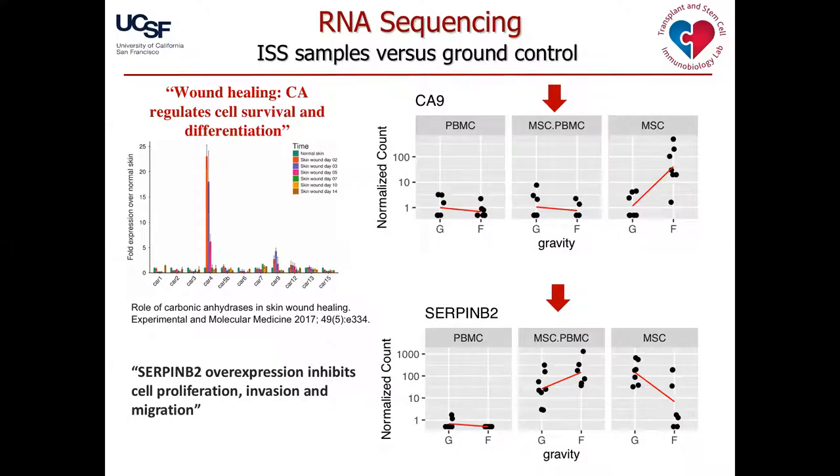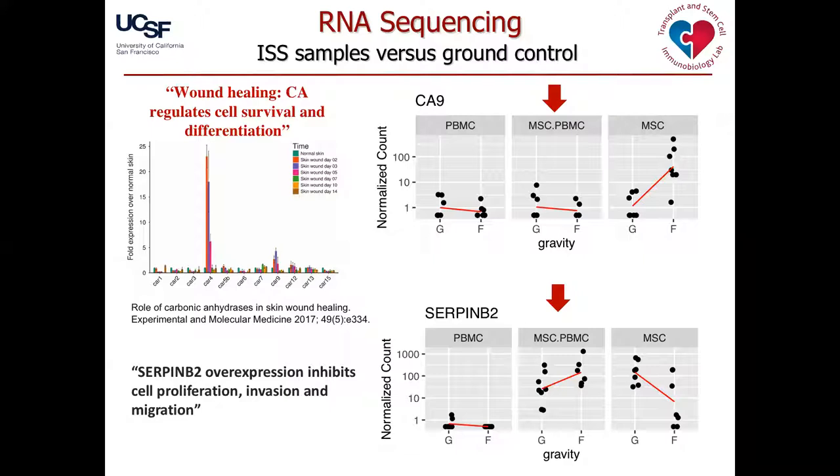We confirmed those data by sending tissue chips to space, where we co-cultured the PBMCs with the MSCs. And you see an example on top for CA9, that is usually not changing between ground and flight for PBMCs, but you see a significant increase in the MSC population, and that's important, meaning that the wound healing of those MSCs and the cell survival and differentiation is actually increased in space.